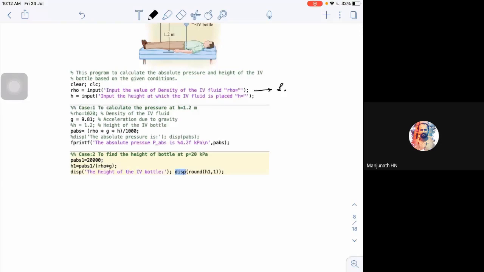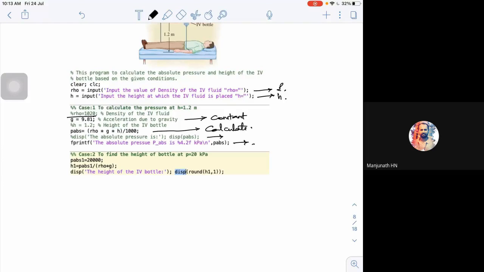This is the IV fluid. So this is your height. I'm inputting rho and H. Anyhow, G is a constant, which I can define, or if you want, I can input that. Now, if I want to run the program for only one value of H, I can define it. Or if I want to check it for n number of values, I can put it as an input. Now what I'm trying to calculate is the absolute pressure using Pascal's law, which is equal to rho GH, and either I can display it or print it.